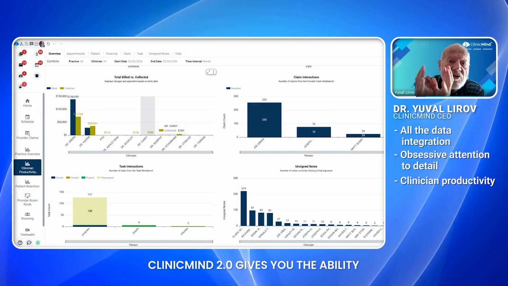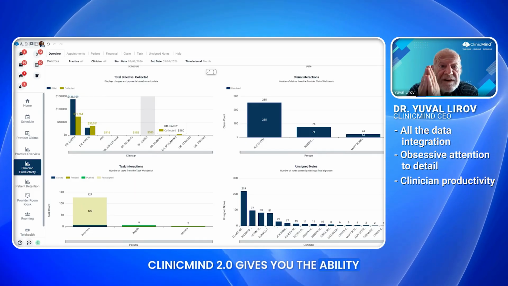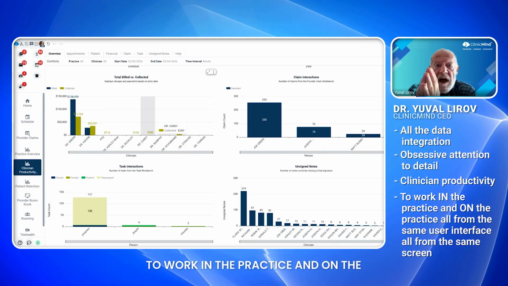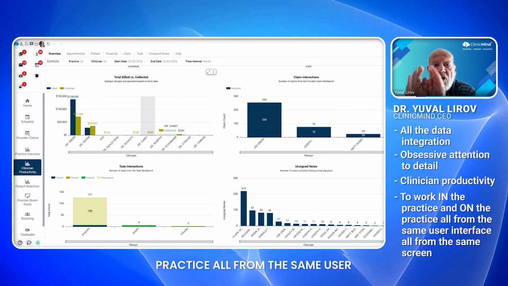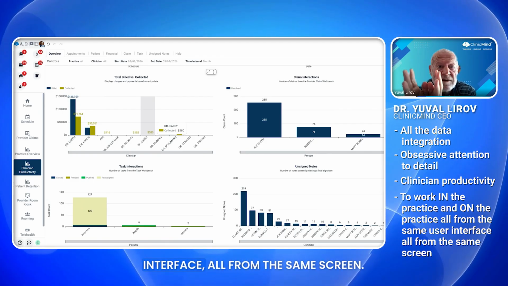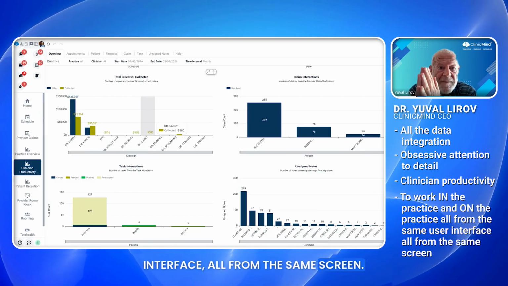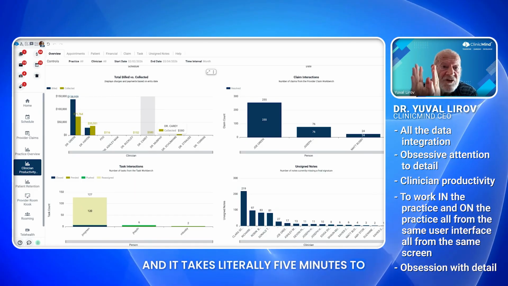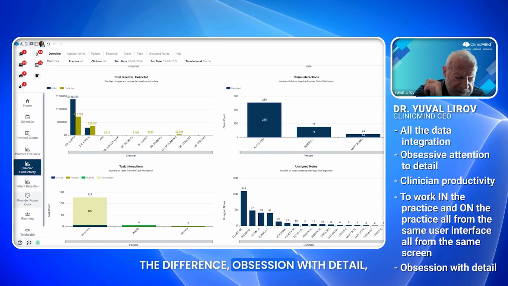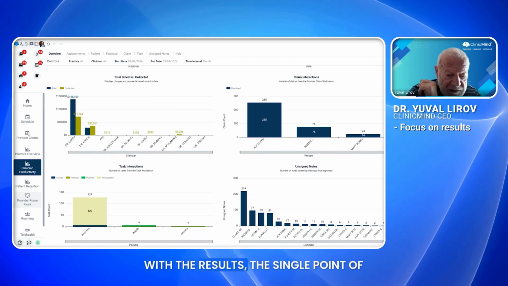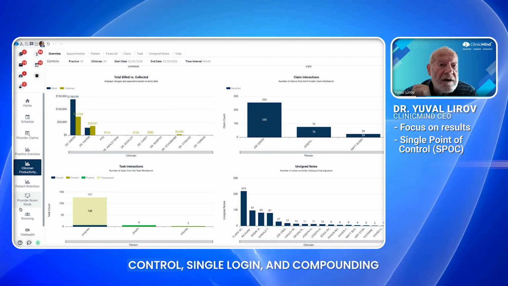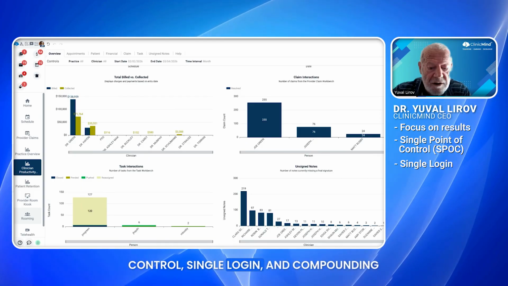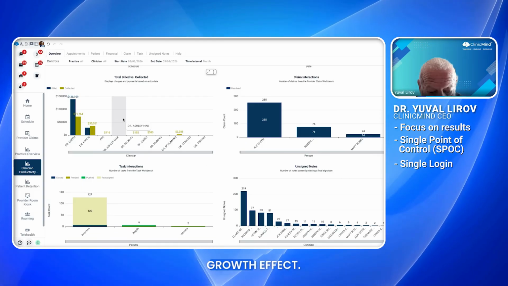ClinicMind To All gives you the ability to work in the practice and on the practice, all from the same user interface, all from the same screen. And it takes literally 5 minutes to show. The difference: obsession with detail, with the results, the single point of control, single login, and compounding growth effect.